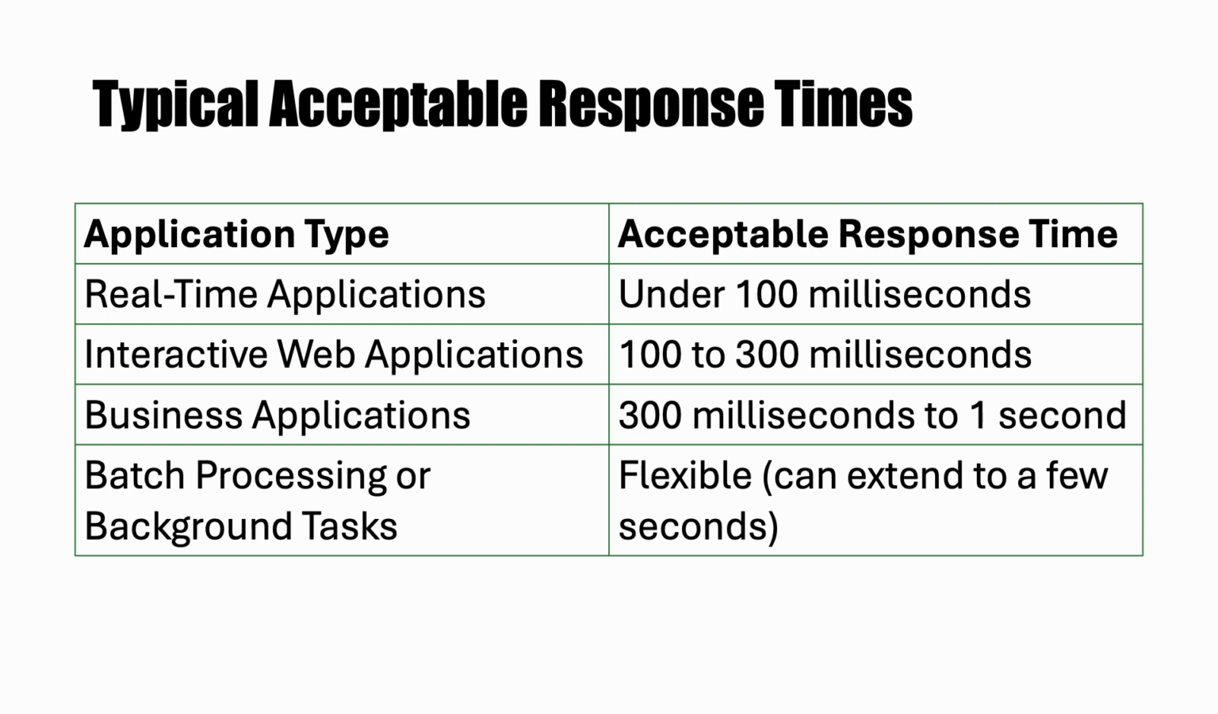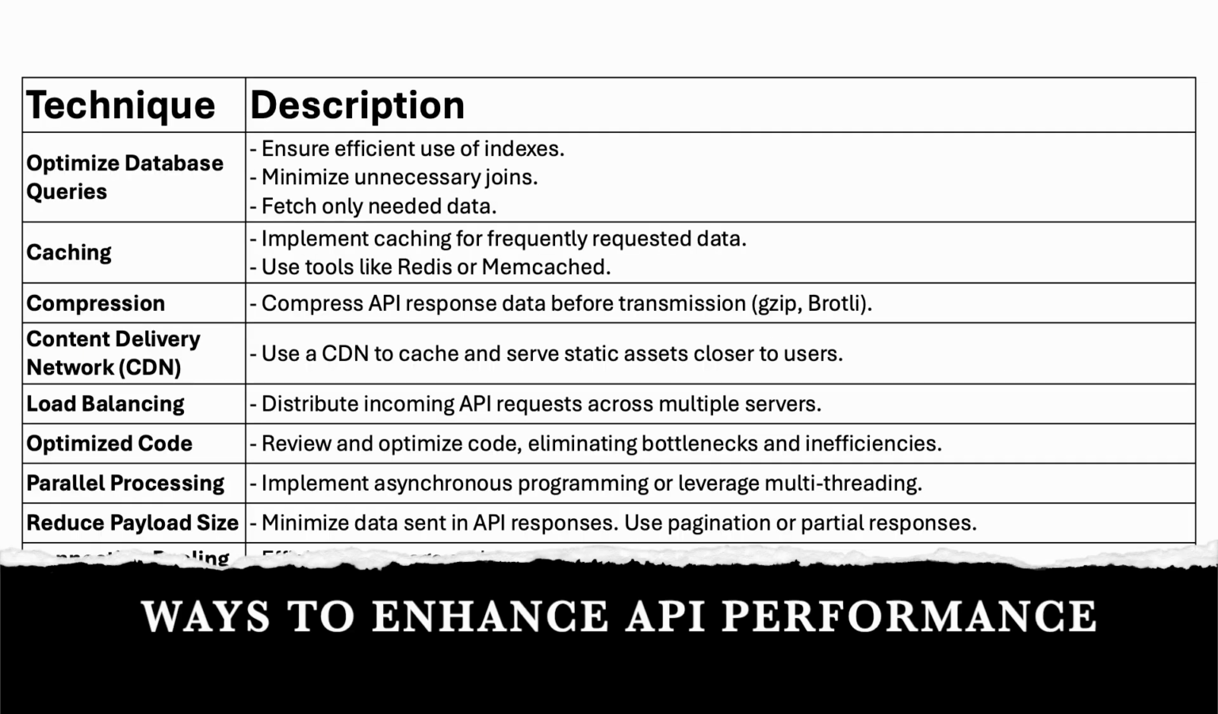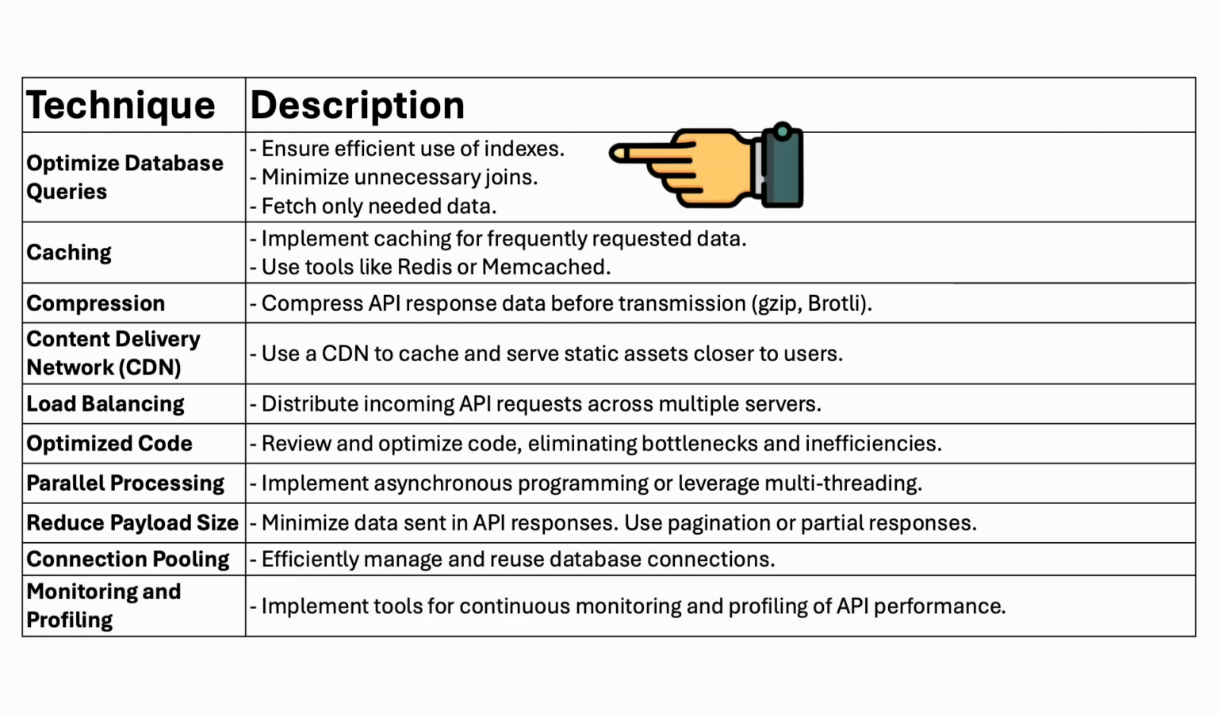Please do note that many organizations define SLAs, which are service level agreements that specify the acceptable response time for their APIs. SLAs may be based on the criticality of the service and the impact of response time on the end users. Now that we have seen the expected response time, what are the typical ways in which API performance can be enhanced? So we can optimize the database queries.